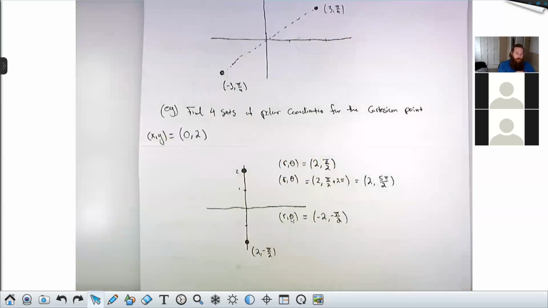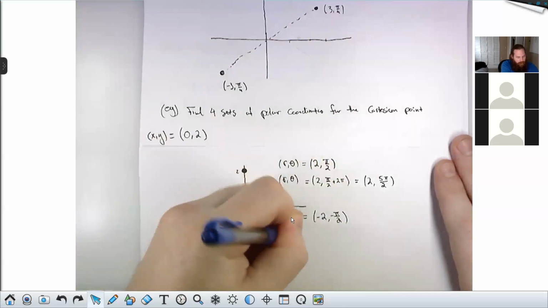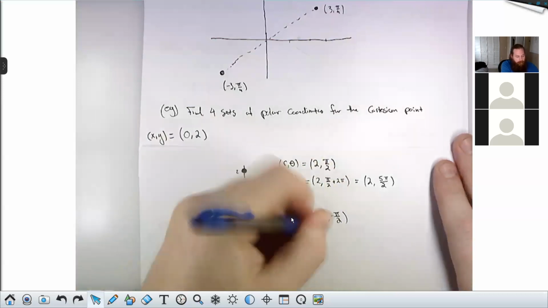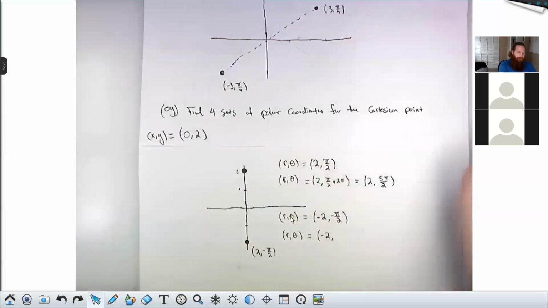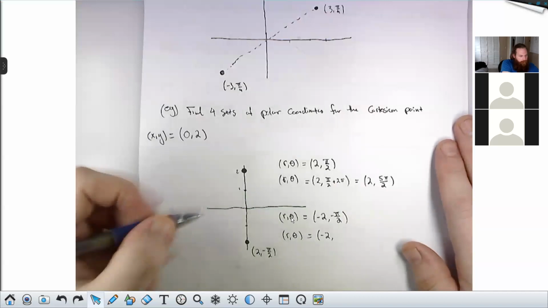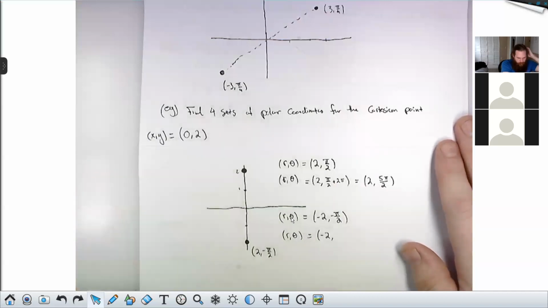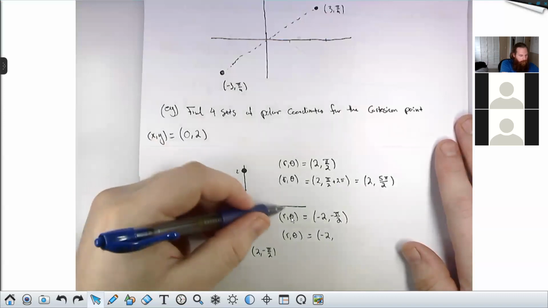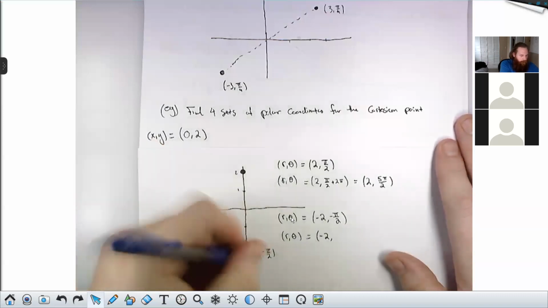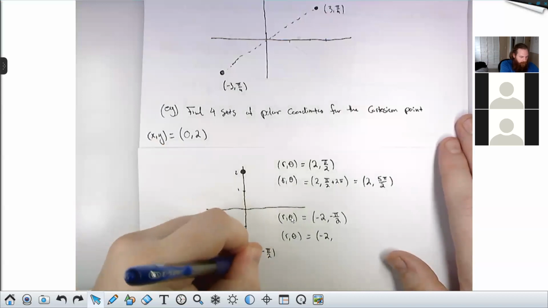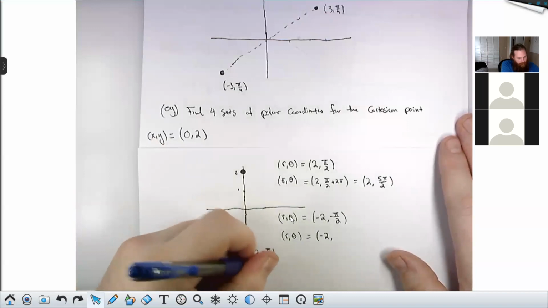Could we find another one? Can we find one where r is negative 2, but theta is positive? Yeah, very good, 3 pi over 2, right? If I take the polar point 2 comma 3 pi over 2, I come out 2 and I rotate around 3 pi over 2, that would get me here. So this is also 2 comma 3 pi over 2.